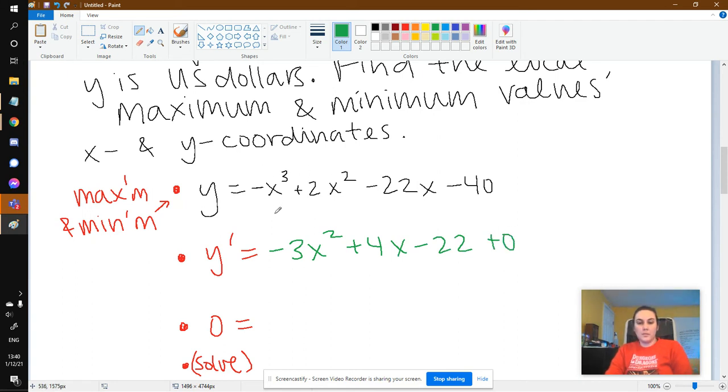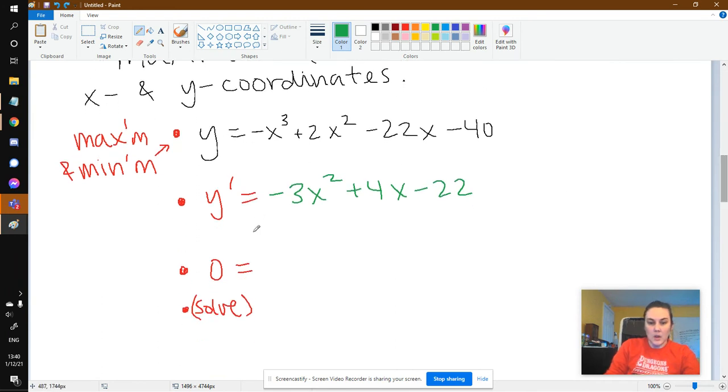We do the power rule here, power rule here. Technically, these are also the power rule, but in your notes, we called this the derivative of a linear term, and this was the derivative of a constant term. But either way, we find the derivative. I'm not going to put plus 0 because it's extra. I'm going to set this equal to 0.